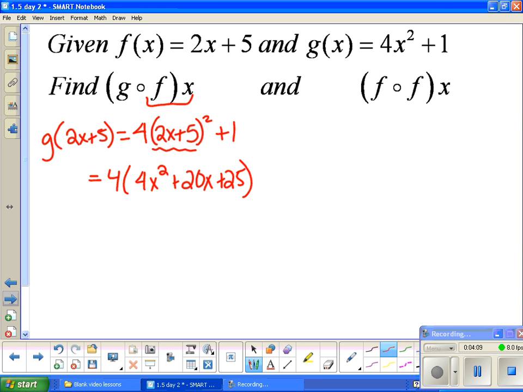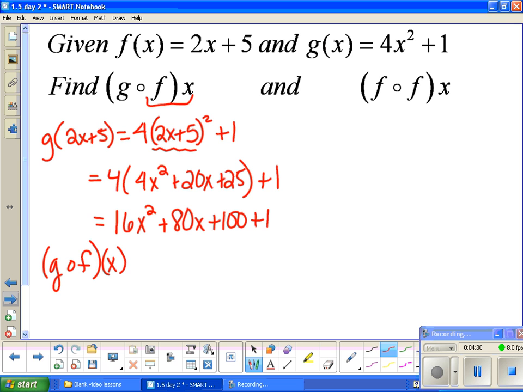Okay, that's 2x plus 5 squared. Now let's distribute. And add 1. So my composition function of g of f of x is equal to 16x squared plus 80x plus 101.